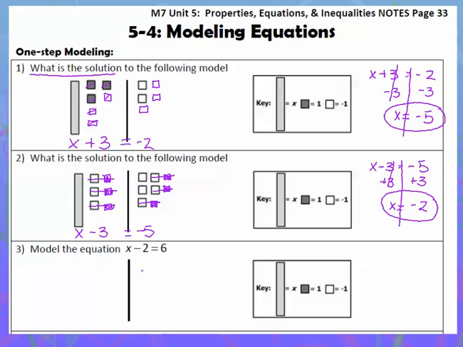Alright. In number 3, it's just asking us to model the equation. So we need to draw the picture. So we have an x, so we need to draw the bar for the x. Bar. Then we have -2. Well, the negatives are empty squares, so I have 1, 2. And then I have my equal sign, which is on the bar. And then I have +6, so I need to draw 6 colored in.